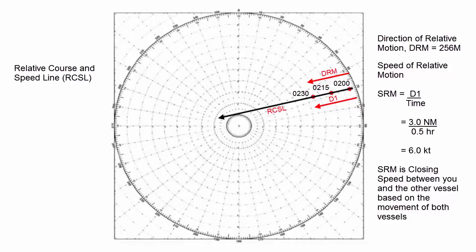Based on the RCSL, and assuming no change in the course or speed of either vessel, read that the closest point of approach is projected to be 1 nautical mile at the location marked CPA here on the maneuvering board. Also note that the other vessel will pass ahead of you and cross your bow from right to left. You continue on a course of 40 degrees magnetic at 4 knots.